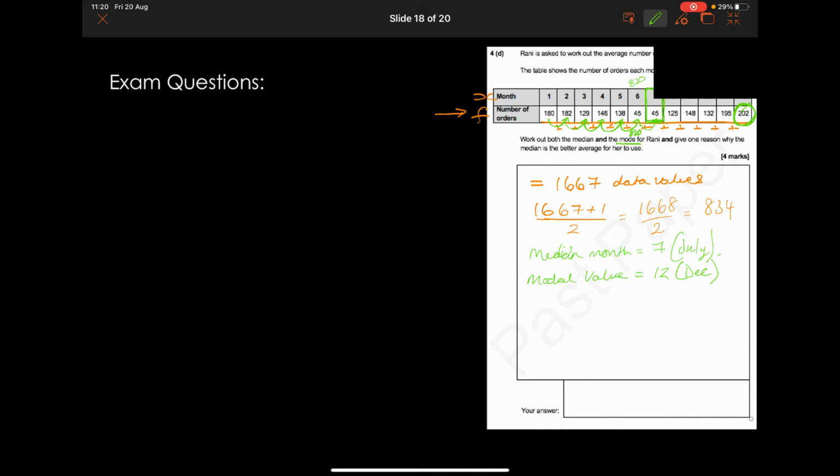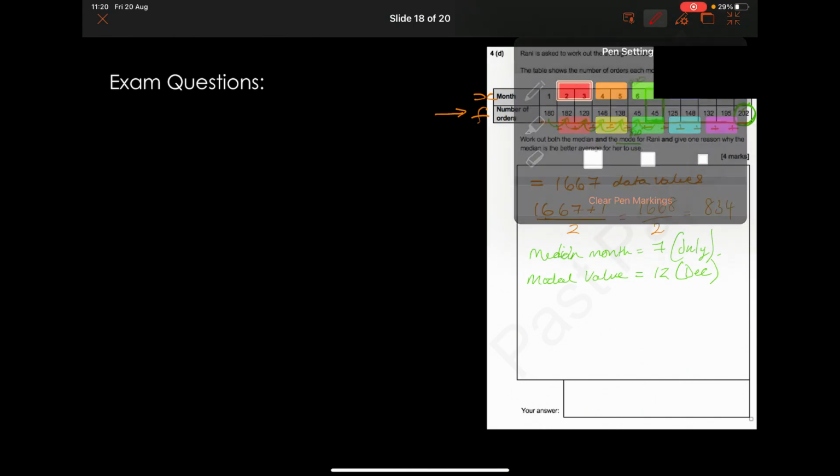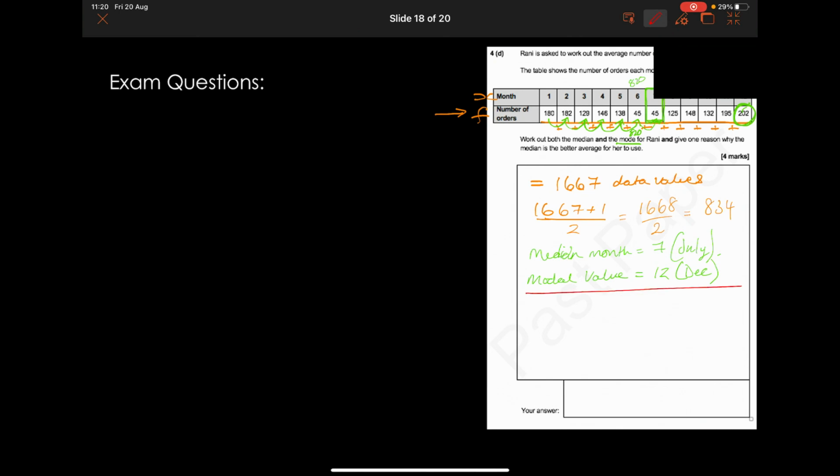Okay. Now it says here, give one reason why the median is the better average for her to use. Now, obviously, for this answer I would write a few things. You get 4 marks and you've had to do probably 2 or 3 steps here, 1 step here, and then you've got your answer. Okay, so your answer would be the median value gives a middle value for this data set.